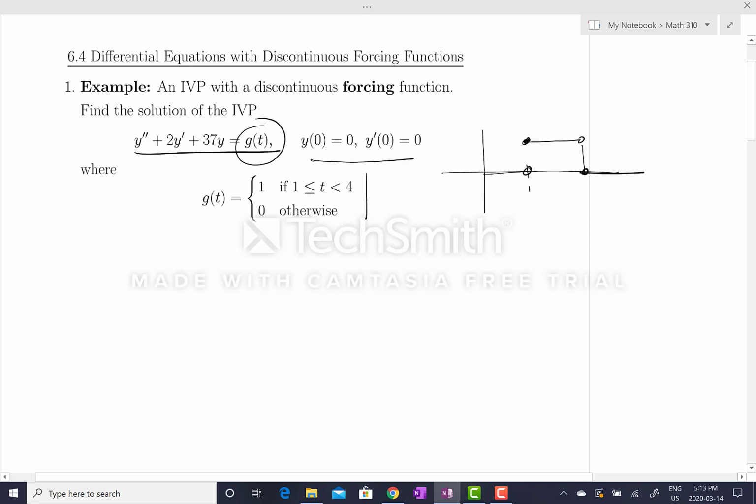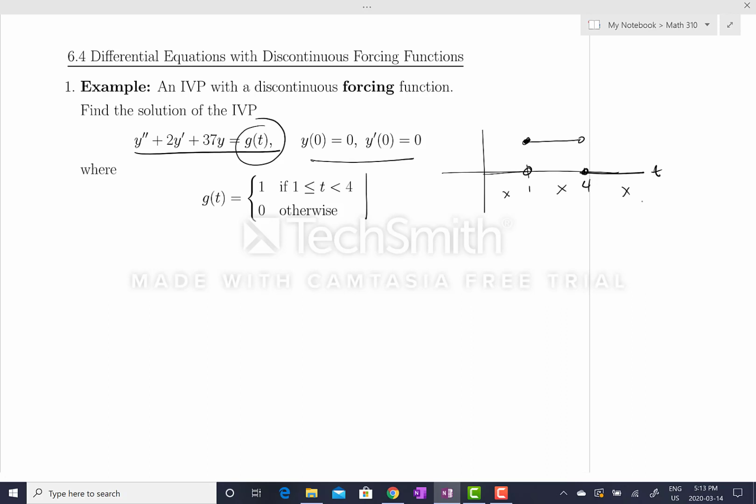Actually, there should not be a vertical line here. So it's basically a constant force applied for a period of 3 seconds. There's the time. So what we're going to do is solve this differential equation and then see what the solution looks like in a variety of time intervals: in this time interval, in this time interval, and then in the time interval after t equals 4 seconds.